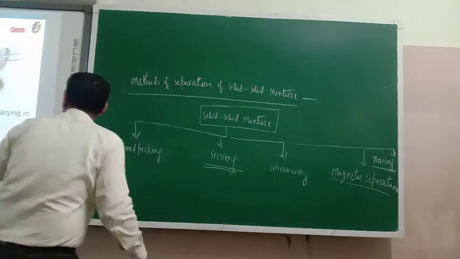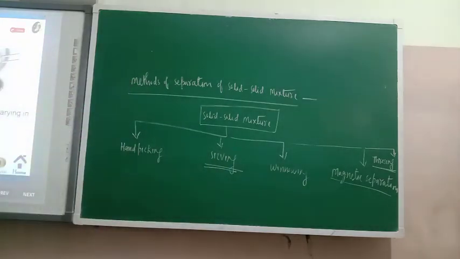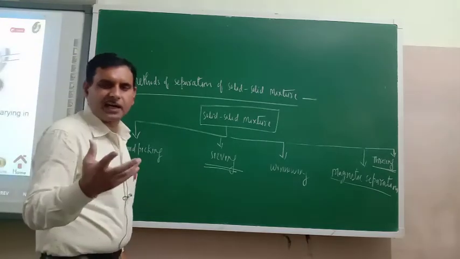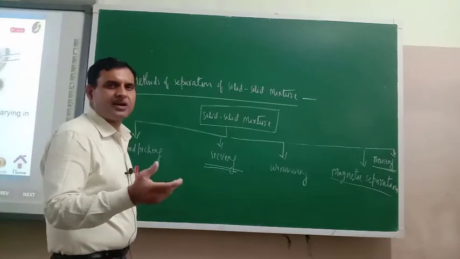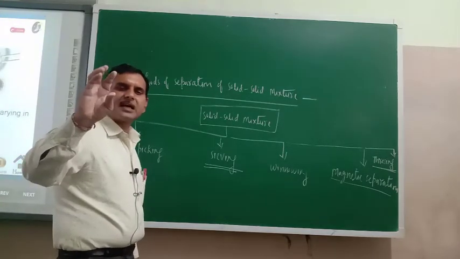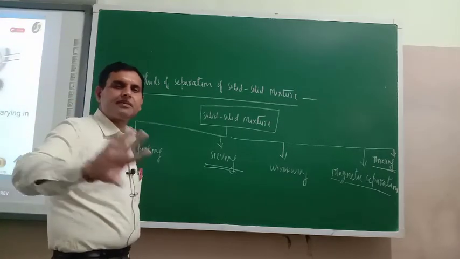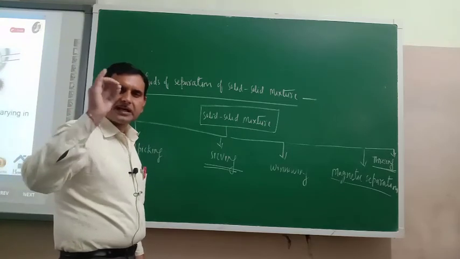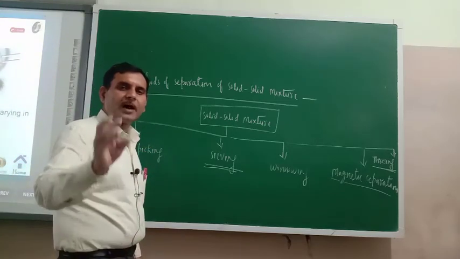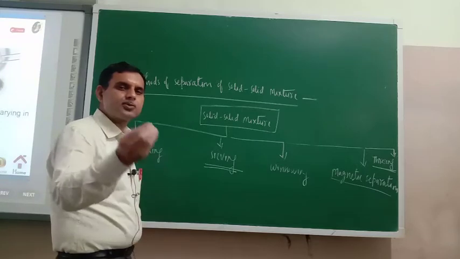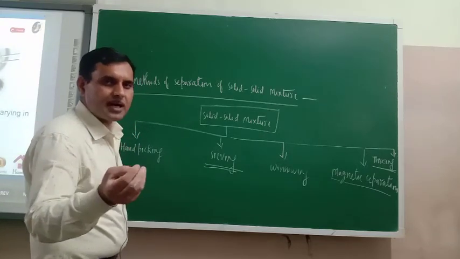So you might have seen the sieve. Have you seen it or not? Flour, atta, isn't it? Your mother is sieving or not? So you might have seen the husk of wheat is separated. That cannot go down, while the flour particles pass through the pores or holes of the sieve.